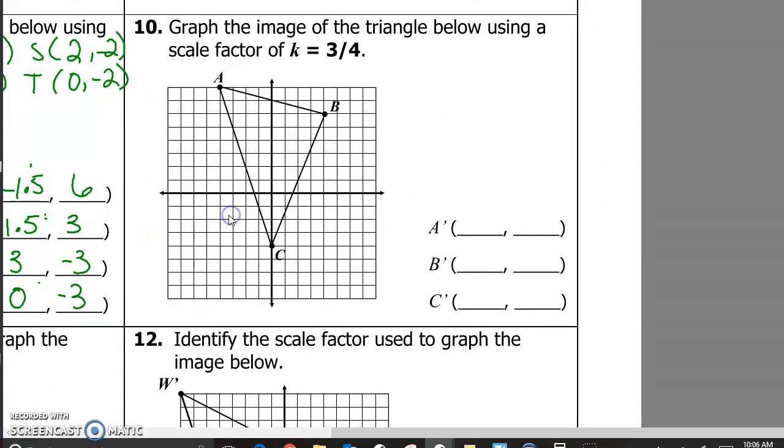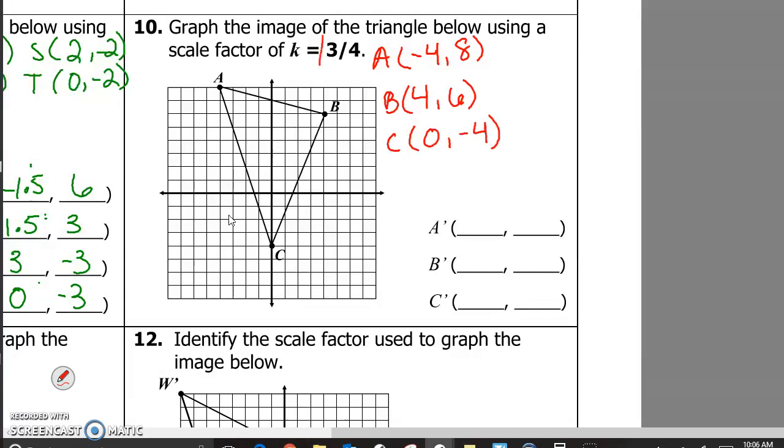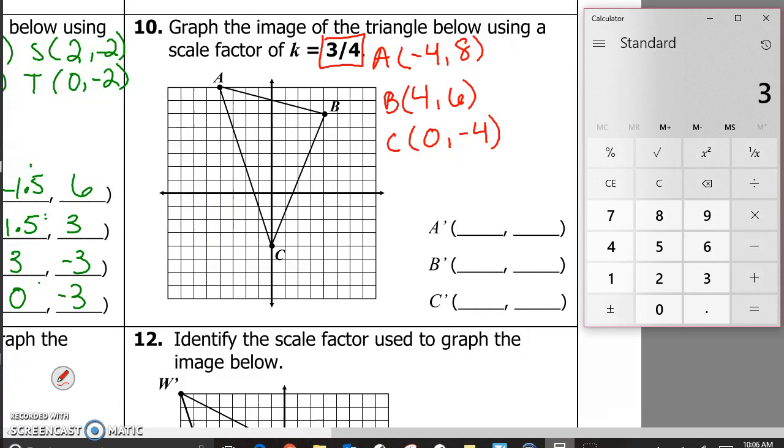So number 10, we have our image of the triangle, which point A is at negative 4, 8. Point B, you can see, is at 4, 6. And C is at 0, -4. So our scale factor there is 3/4. And if we divide that on the calculator, we would do 3 divided by 4, and we would get 0.75. So we can multiply everything by 3/4, or multiply everything by 0.75. So go ahead and do that now.